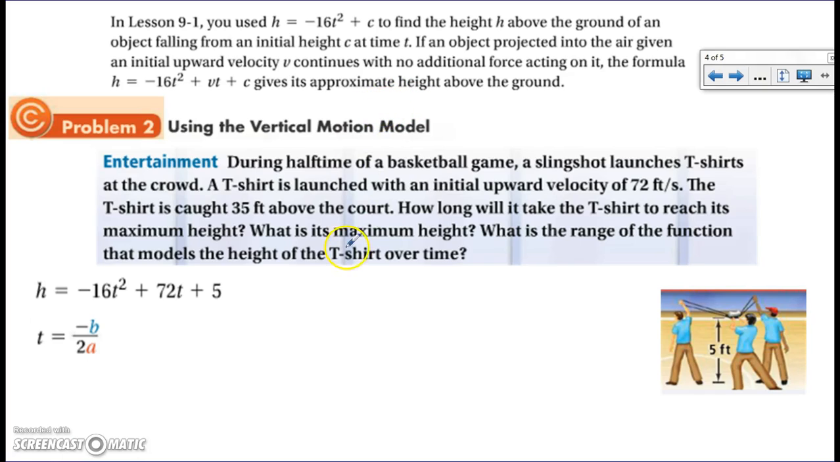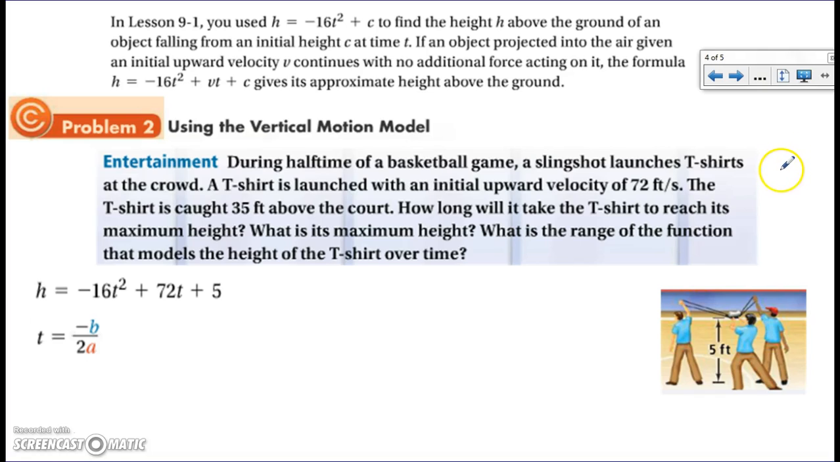that is the equation that something is going to be rising and then falling to the ground after that. So the problem that we're going to be working on right now says, during halftime of a basketball game, a slingshot launches a t-shirt at the crowd. A t-shirt is launched with an initial upward velocity of 72 feet per second, and then the t-shirt is caught by a fan at 35 feet above the court.